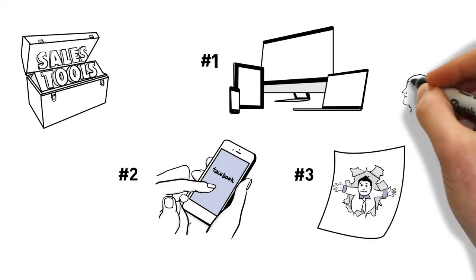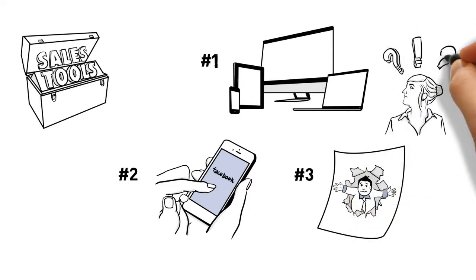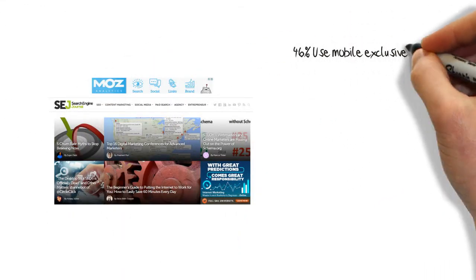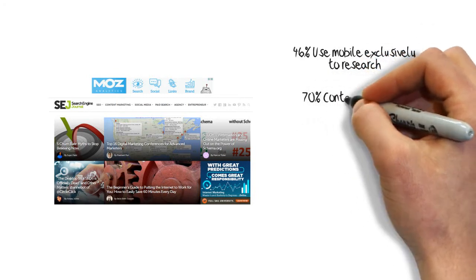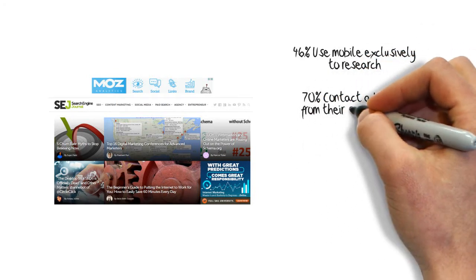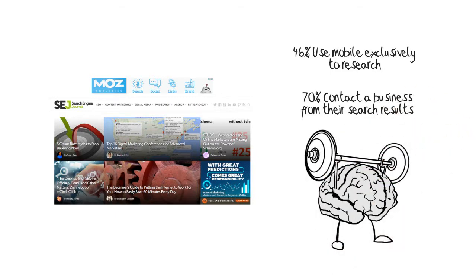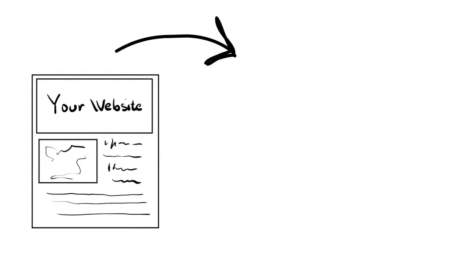So, why do businesses need a custom mobile website? Well, Search Engine Journal says that 46% of searchers now use mobile exclusively to research, and Google says that 70% of mobile searchers call a business directly from search results. It's a no-brainer. And now you can be the ones who save the day and make their site mobile-friendly.